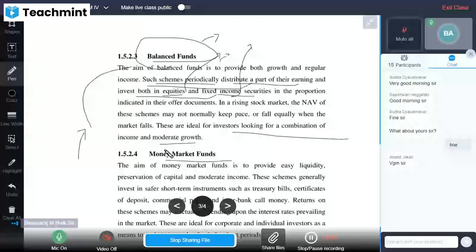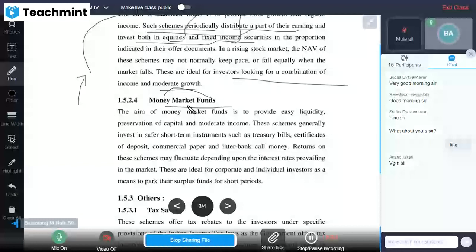Money market mutual funds, money market funds. The aim of these funds is to provide easy liquidity, preservation of capital and moderate income. So these schemes generally invest in safer short-term instruments such as treasury bills, certificates of deposit.